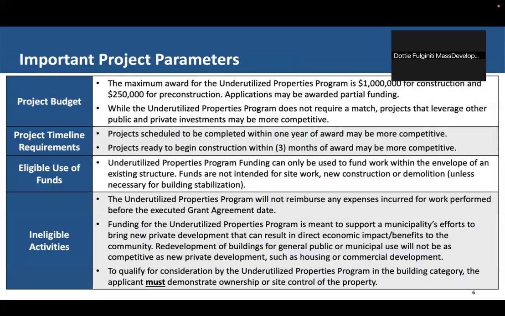The maximum award for the Underutilized Properties Program is $1 million for construction and $250,000 for pre-construction. Applicants may be awarded partial funding, and we encourage applicants to break down the funding request into separate line items and back up the funding request with proposals or quotes for the work.